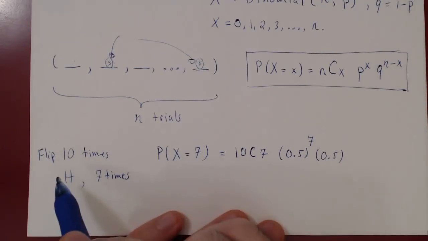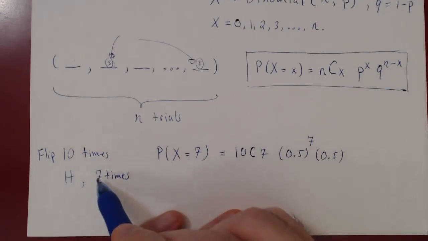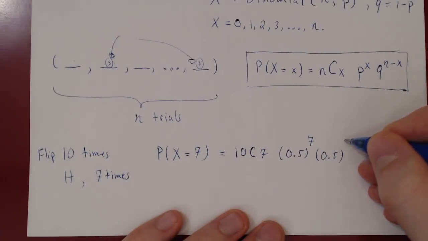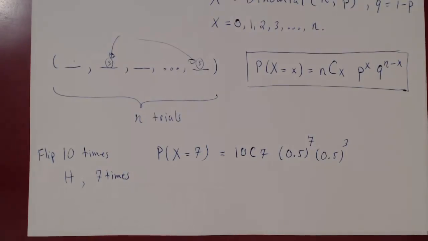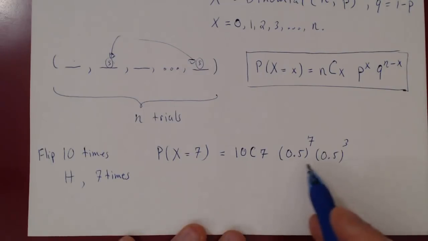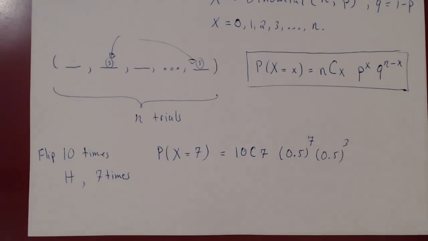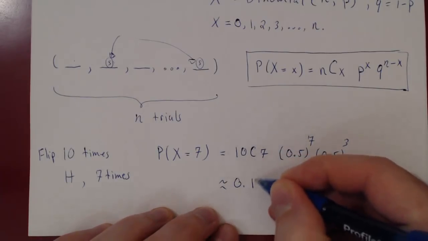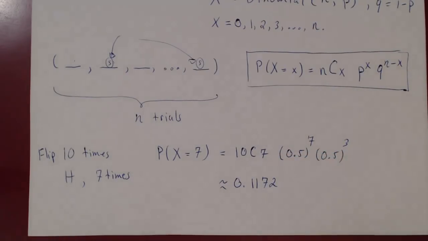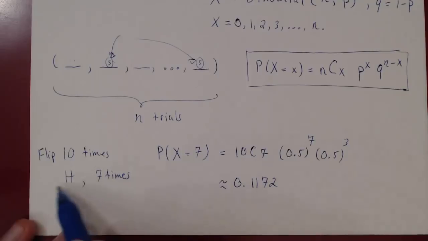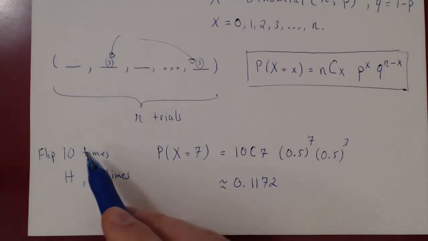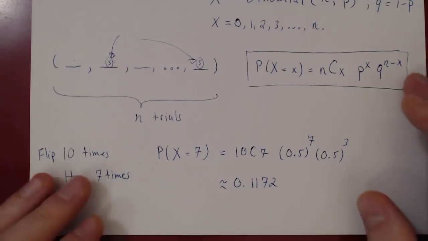Well, n is the number of times we repeat the experiment, that's 10, minus 7 is 3, and there you have it. If you compute this, so 10 choose 7, times 0.5, and here it's 0.5 to the 10th power, you should find approximately 0.1172. So about 11.8% chances of observing 7 heads out of 10 consecutive flips. And that is the binomial experiment.